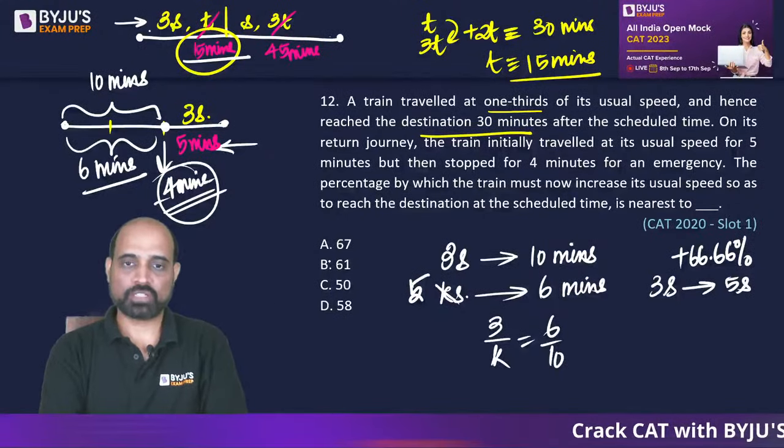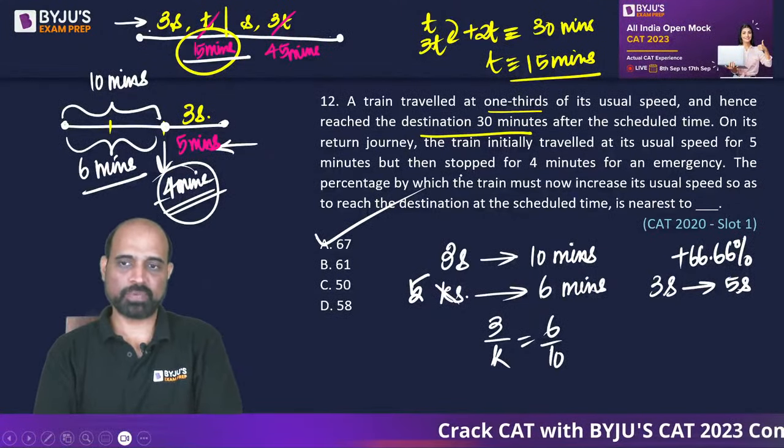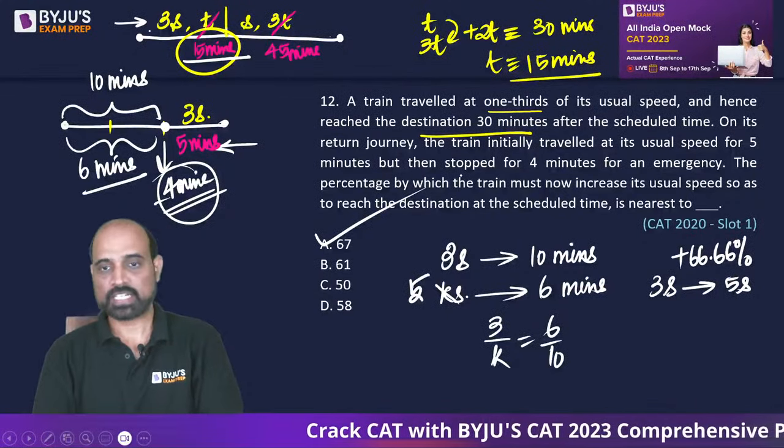तो ये आपका हो जाएगा ऑप्शन ए. This one makes the best sense. 66.66.